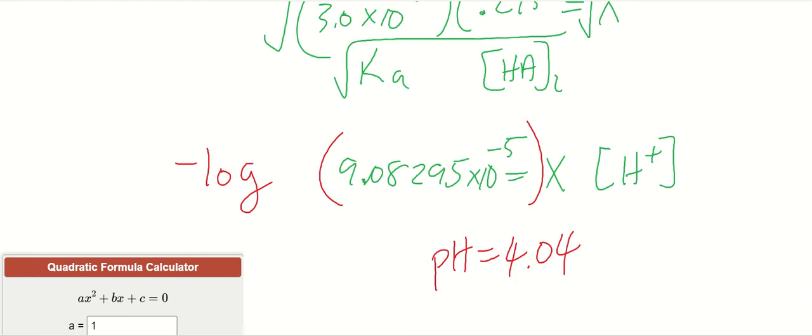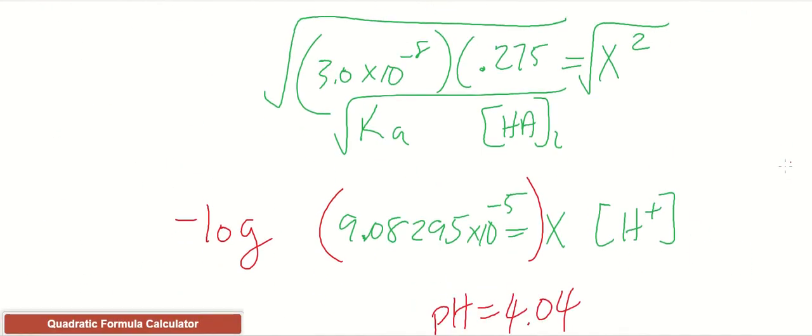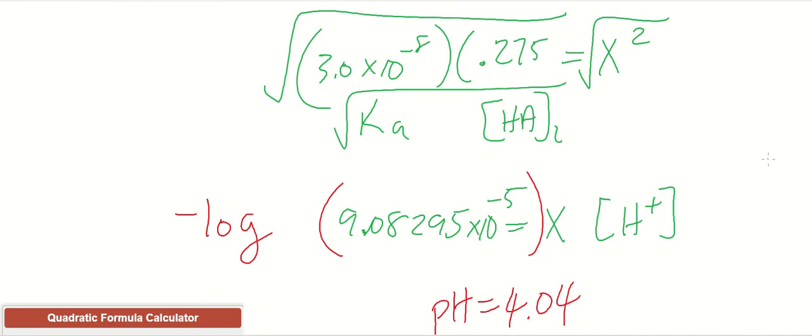4.04. How many sig figs do we need? So we're going to use the 2 digits here, and our answer is going to have 2 digits to the right of the decimal. So 4.04 is our answer.